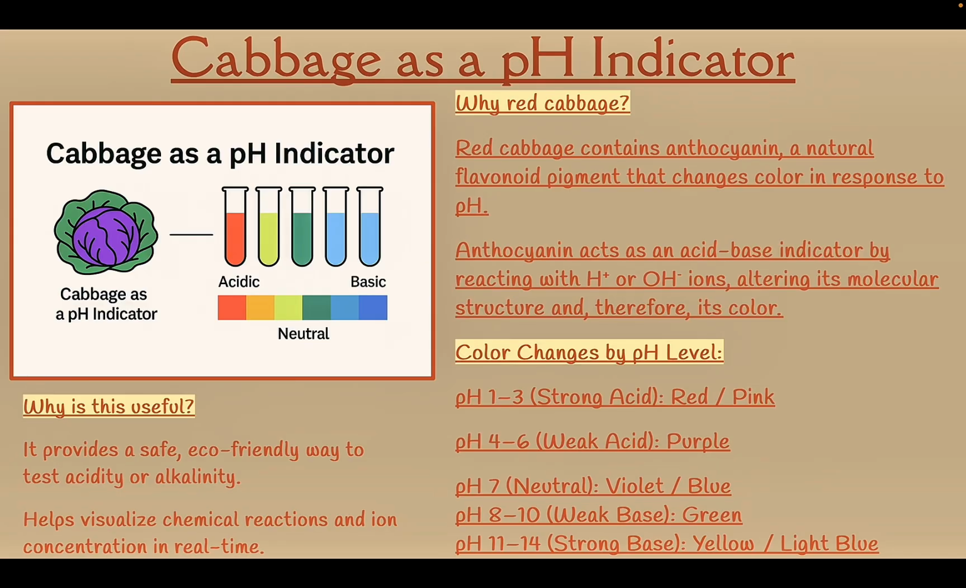So let's move into the experiment. This is the first part. Cabbage as a pH indicator. Why did we choose red cabbage? Red cabbage contains anthocyanin, a natural flavonoid pigment that changes color in response to pH. So it's an indicator. Anthocyanin acts as an acid-base indicator by reacting with H+ or OH- ions, which alters the molecular structure and therefore the color.